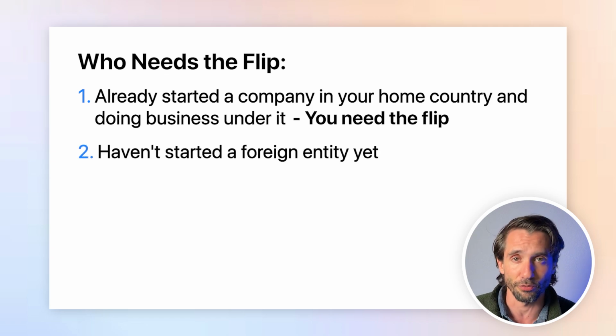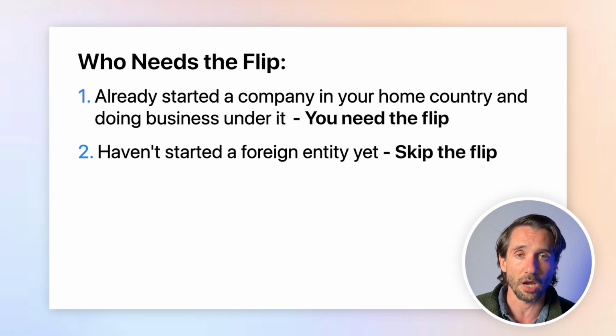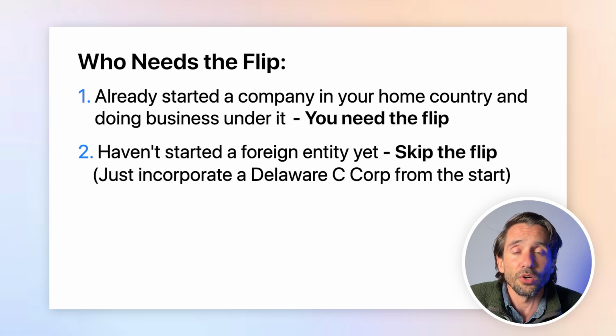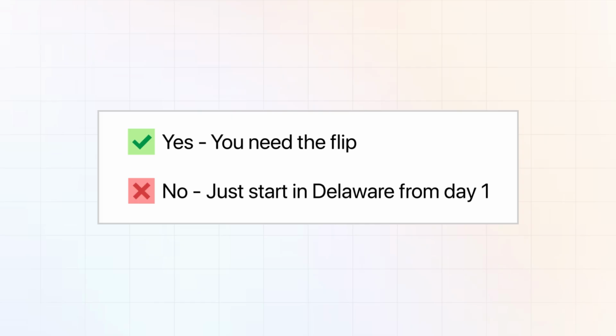But if you haven't started a foreign entity yet, you can skip the flip entirely. In that case, you can just incorporate a Delaware C Corp from the start and run everything through it. There's no restructuring required because there's no foreign parent to reorganize. You can still hire employees in your home country, operate internationally, and raise from US investors without going through the full flip process. So the question to ask yourself is whether you've already started a company in your home country and done business. If the answer is yes, that means you need the flip before any US investor will write you a check. If the answer is no, just start in Delaware, keep the structure clean from day one, and the raise will go a lot more smoothly.